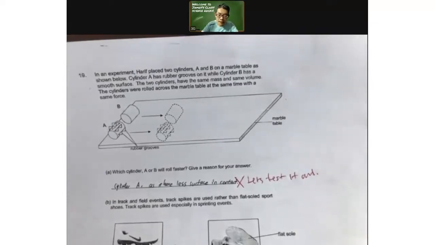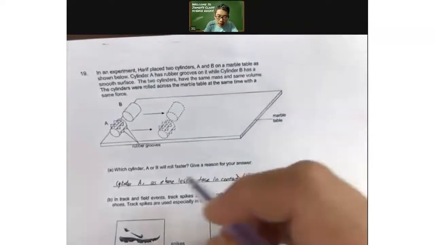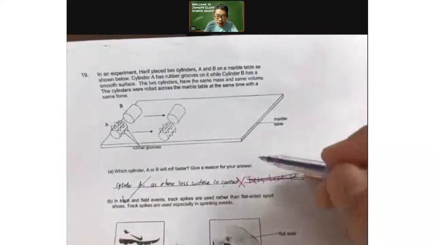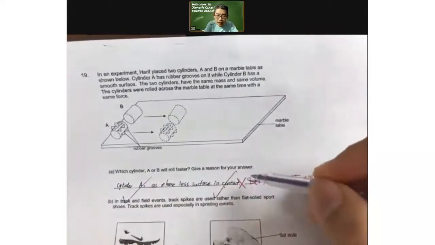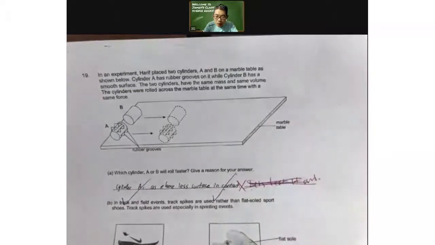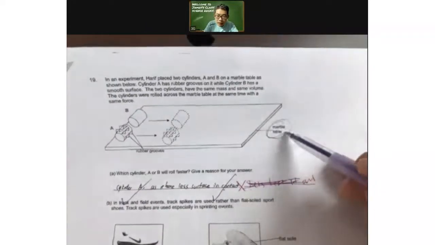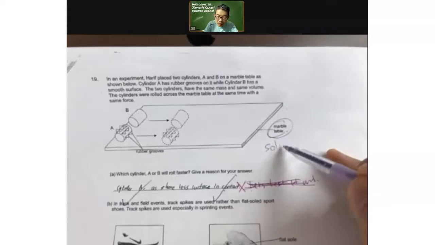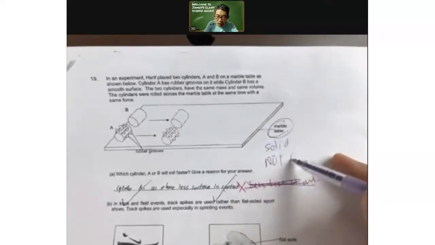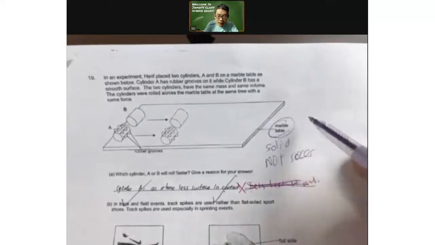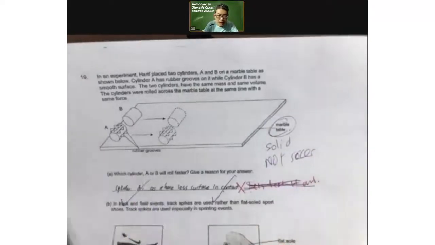Now let me think about this. I think the answer is A, it has less surface in contact. It's true. And why did I change my answer? I'll explain in a while. Because this is a marble table, it is a solid table. This is not a soccer field, which is a different story altogether. Now, if that's the case, there's less area of contact. Yeah, I think the frictional force here could be less.